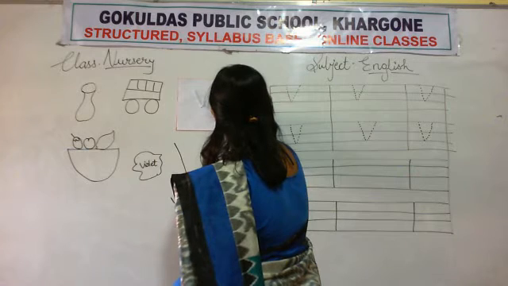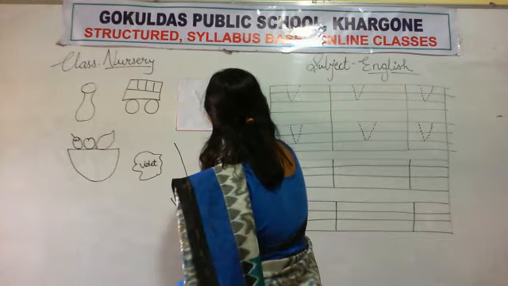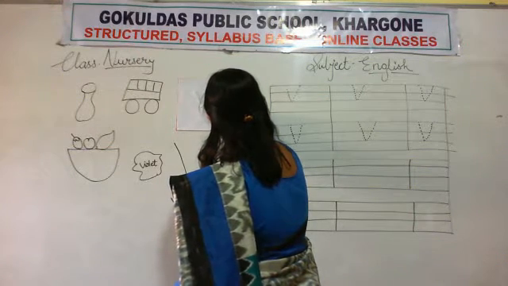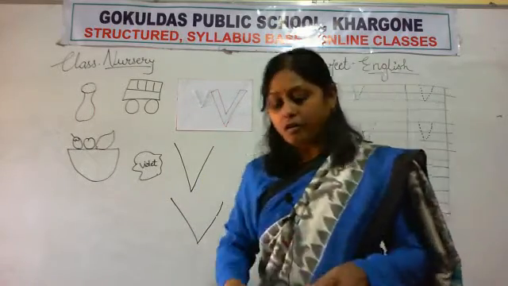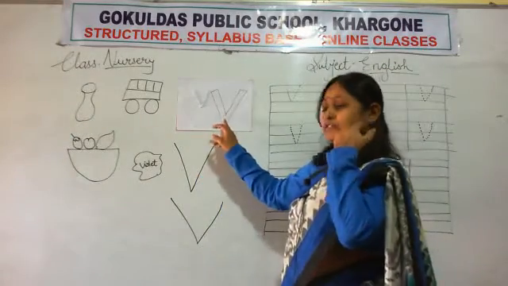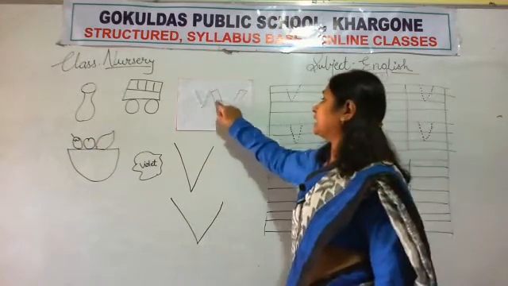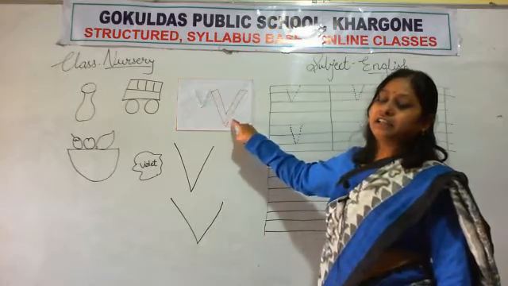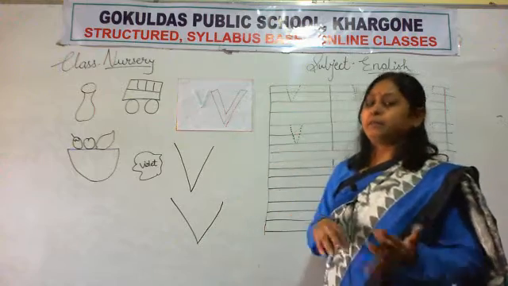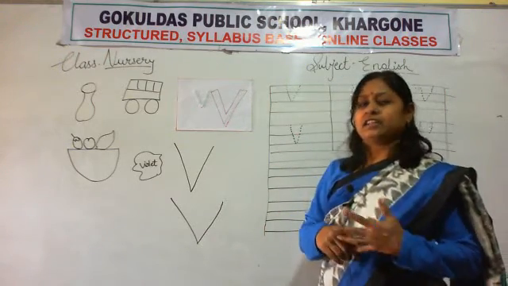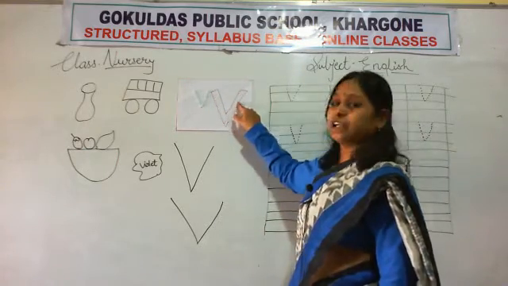What you have to do? You have to stick the picture of vegetables, or you can draw the vegetables also. In this letter V, you have to stick the picture of vegetables. All vegetables, might be potatoes, might be brinjal, onion, cabbage, anything. Okay. And you have to stick the picture inside this letter V.